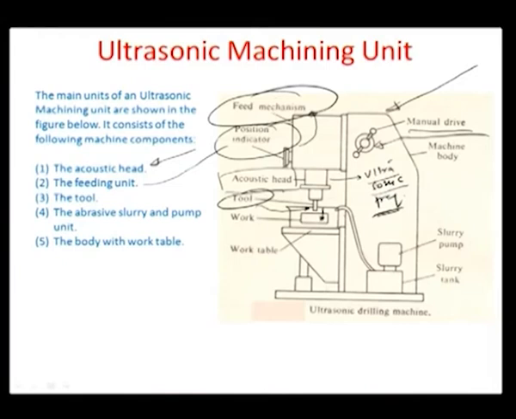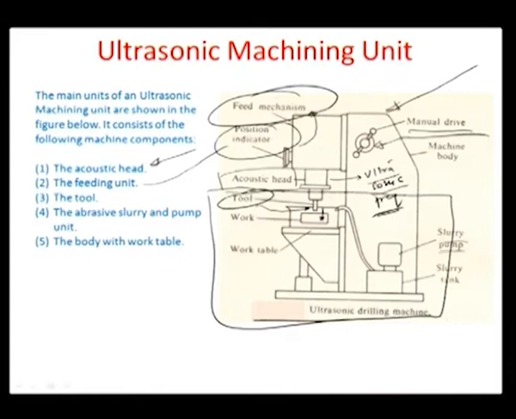And the whole unit down here, starting from the tool all the way to the bottom of the machine, is because you have to smoothly flow the abrasive slurry. So you have a slurry tank here, okay, and there is a pump which pumps out the slurry from this tank, and it sends it into this cavity here, and the cavity is really where the workpiece is immersed, okay.